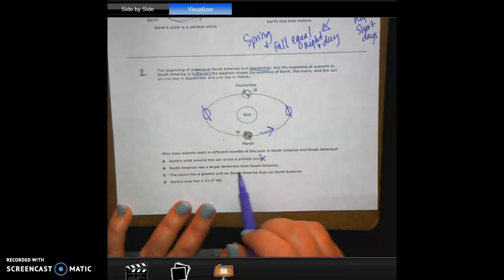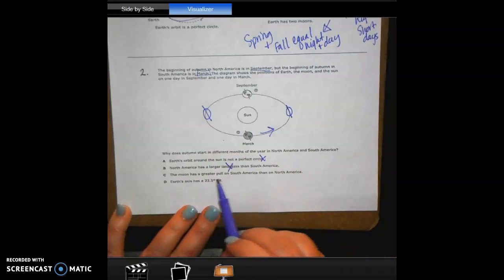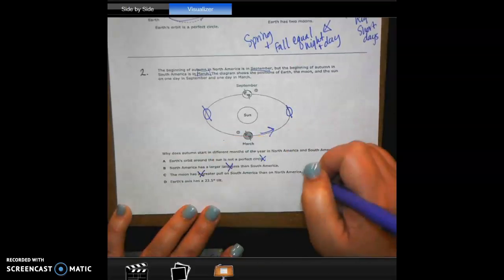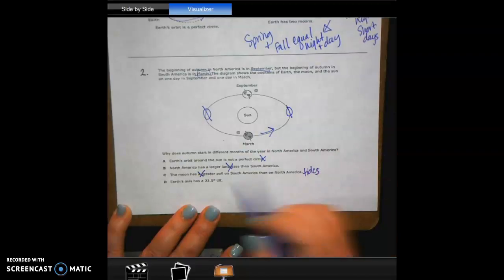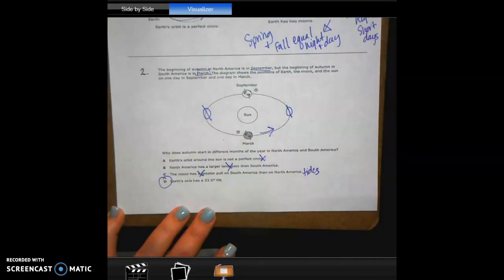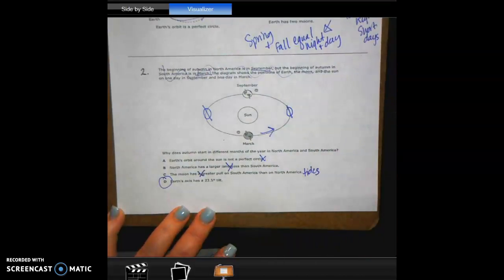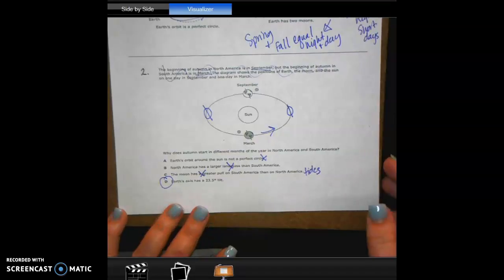North America has a larger landmass. Landmass isn't going to affect seasons. The moon has a greater pull. The moon only affects the tides, not the seasons. And the Earth's axis has a tilt. D, that is the only answer that makes any sense at all. And in fact, most of this was pretty much nonsense. We didn't even really need that information.